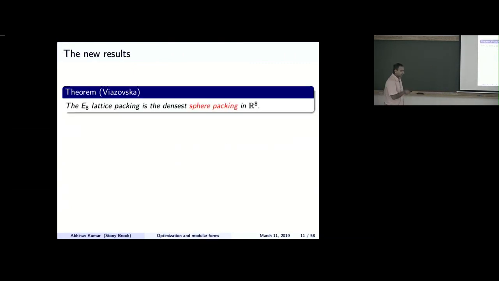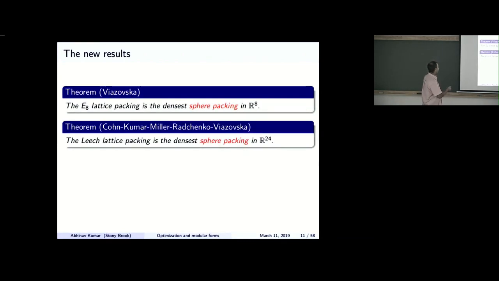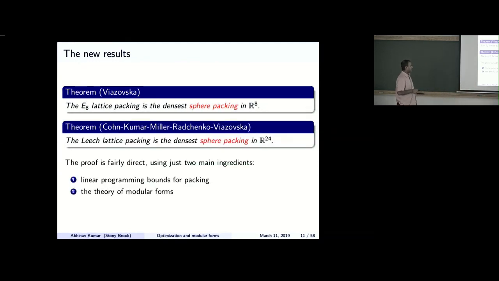So here are the new results. The theorem Viazovska proved in 2016 is that the E8 lattice packing is not just the densest lattice packing, but it's the densest sphere packing in 8 dimensions. Okay, so we don't know the answer in 4, 5, 6, 7, but we know the answer in 8 dimensions. And then we followed up about a week later, in joint work with her, where we showed that the Leech lattice is the densest sphere packing in 24 dimensions, not just the densest lattice packing. There are 2 main ingredients to the proof: linear programming bounds for packing, and the newer ingredient is the theory of modular forms. So I'll say a few words about this depending on time.